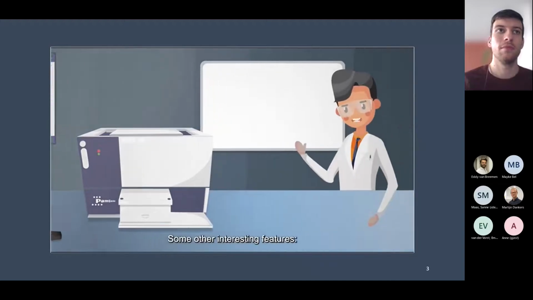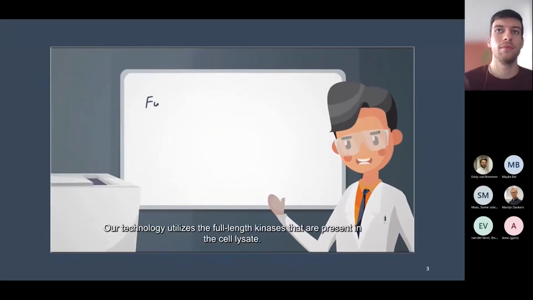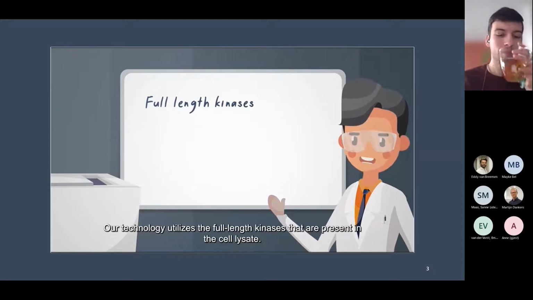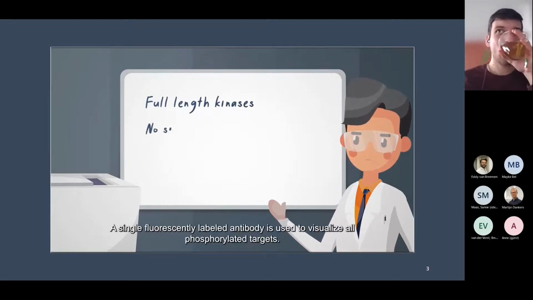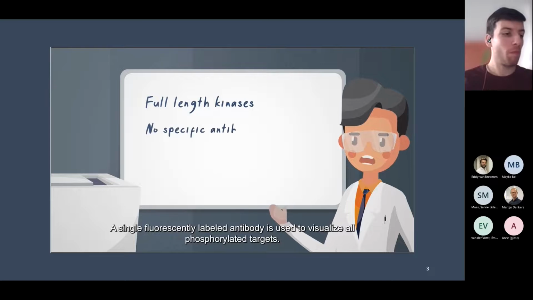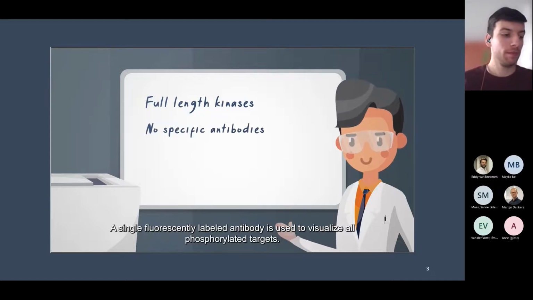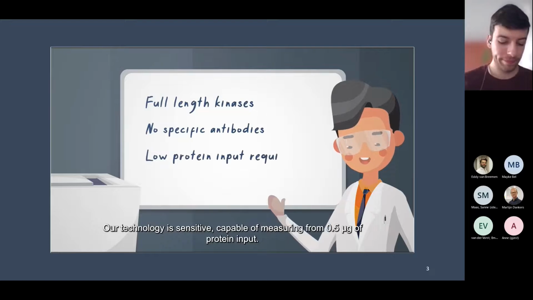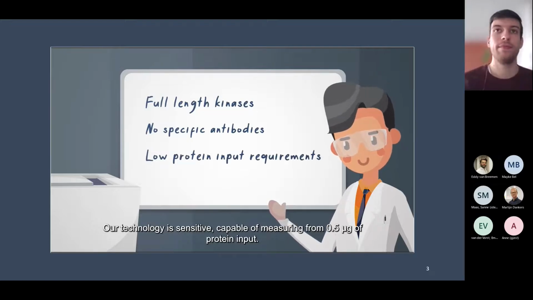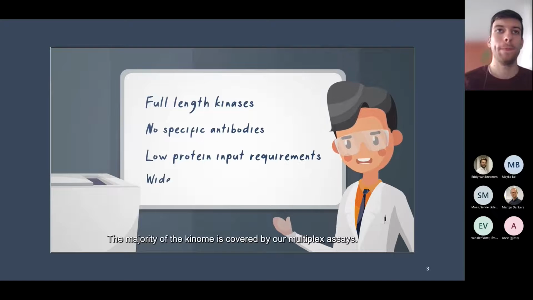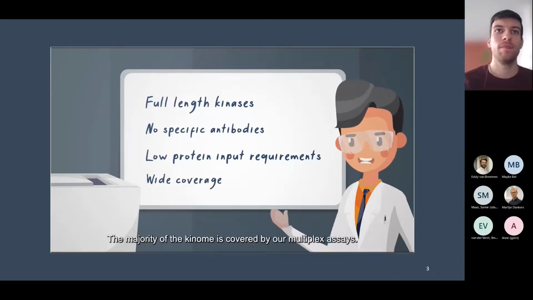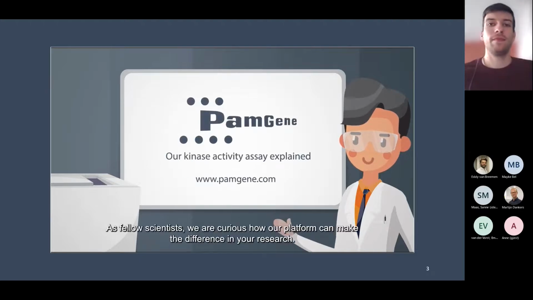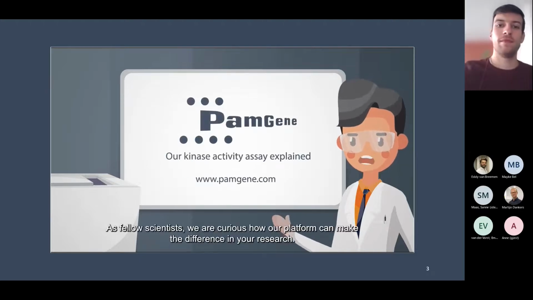Some other interesting features. Our technology utilizes the full-length kinases that are present in the cell lysate. A single fluorescently labeled antibody is used to visualize all phosphorylated targets. Our technology is sensitive, capable of measuring from 0.5 microgram of protein input. The majority of the kinome is covered by our multiplex assays. As fellow scientists, we are curious how our platform can make the difference in your research.